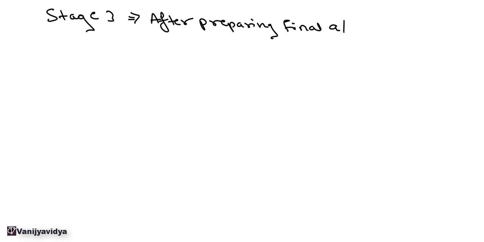is stage 3, that is, if we find errors after preparation of the financial statements. That is, after closing the books of accounts, we find the error in subsequent years. So what happens is, when the trial balance doesn't tally, you park the amount in the suspense account.